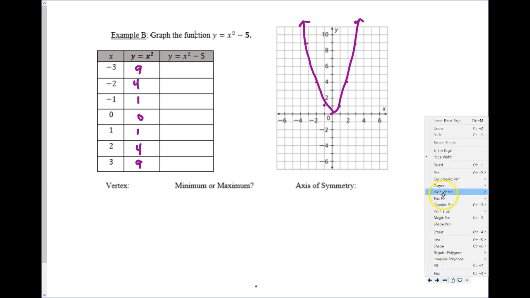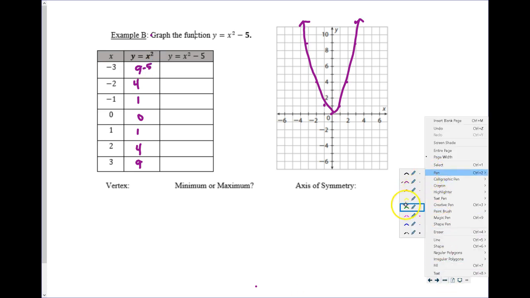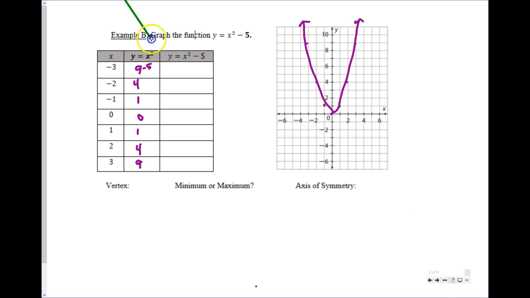That's the idea here, okay? Now, let's graph x squared minus 5. So like before, I'm just going to do minus 5 for each of these. Sorry guys, my pen is being kind of crazy.